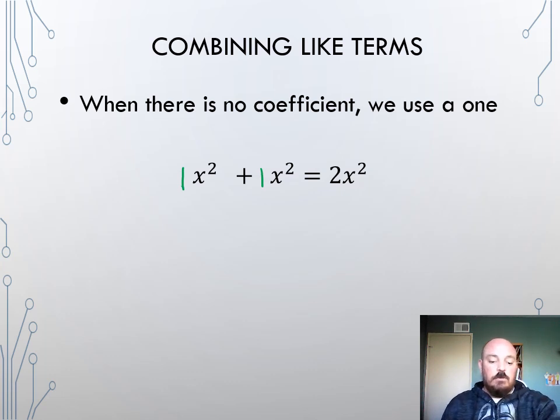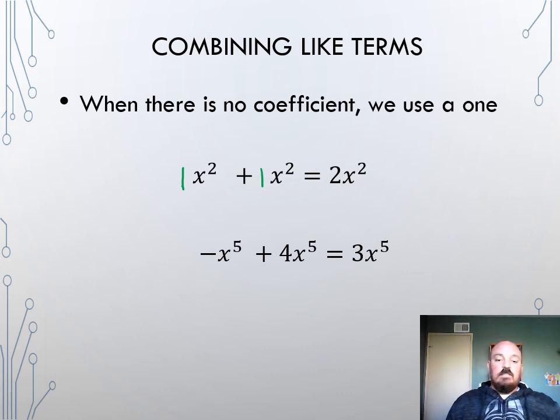Or you could also do it with a negative. So let's say I had negative x to the fifth plus 4x to the fifth. And I go, all right, well, those are like terms. They're both x to the fifth, so I can add them together. Well, this negative in front actually means negative 1. You have negative 1 x to the fifth. So once you realize they're like terms and you add them together, you say I have negative 1 plus 4 would be positive 3. That's why in my answer I ended up with positive 3x to the fifth.